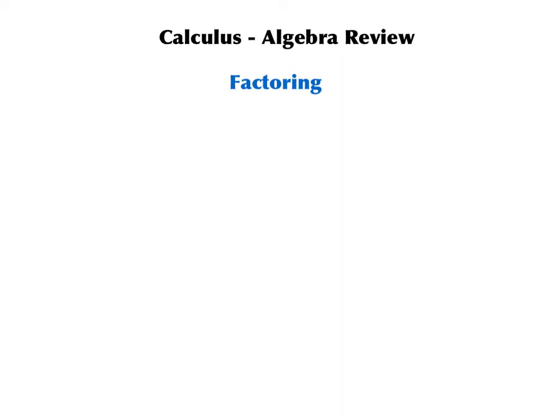Alright, in this video we're just going to quickly review factoring a trinomial. So let's say you had x squared minus 5x minus 14 and you wanted to factor this. The first thing we notice is that there's a coefficient of 1 in front of x squared. That's going to make this the easy case.